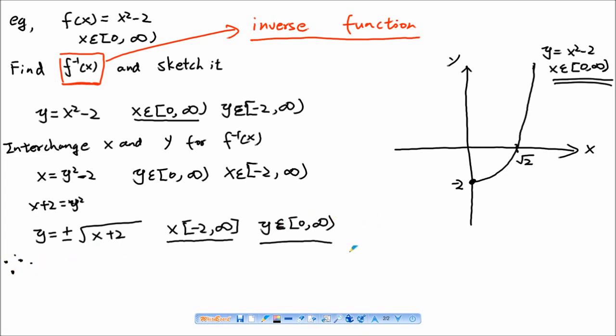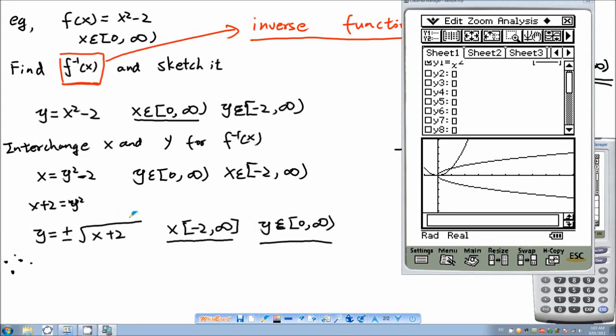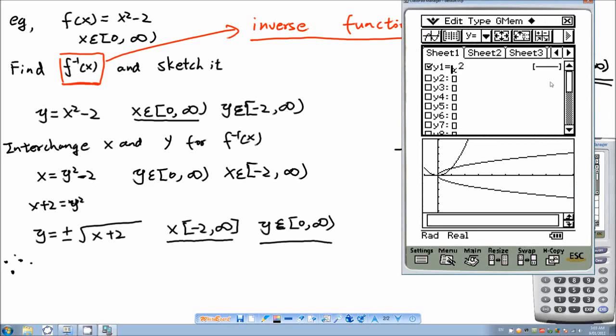Let's draw it. The range, let me show you using a graphic calculator, but you should be able to do it by hand, because I did do a tutorial on how to sketch square root functions. So let's sketch them.